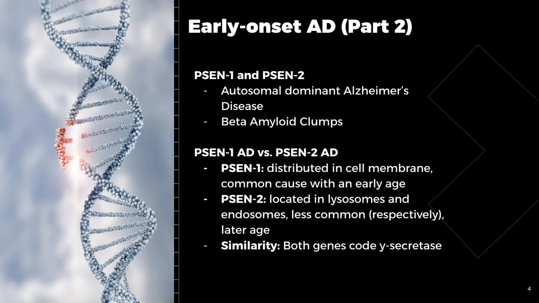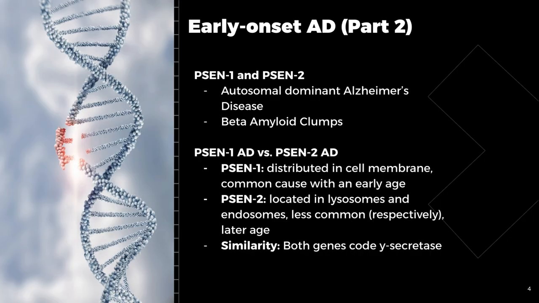Presenilin 1 is coded by the PSEN1 gene. If this gene has a mutation, it can cause an autosomal dominant Alzheimer's disease. Similar to APP, these mutations cause beta amyloid to clump. PSEN1 and PSEN2 are part of the gamma secretase complex, which helps cleave APP. So mutations in these genes lead to abnormal cleavage of APP, which results in longer fragments of beta amyloid, increasing its toxicity. PSEN1 is broadly distributed across the cell membrane.